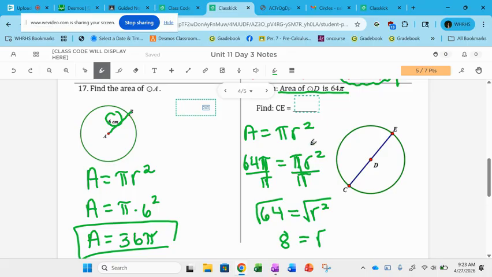So then it says find CE. Does that mean CE is 8? No, CE is the radius, which is CD. So what would CE be, the whole diameter? 16. The diameter is always double the radius.